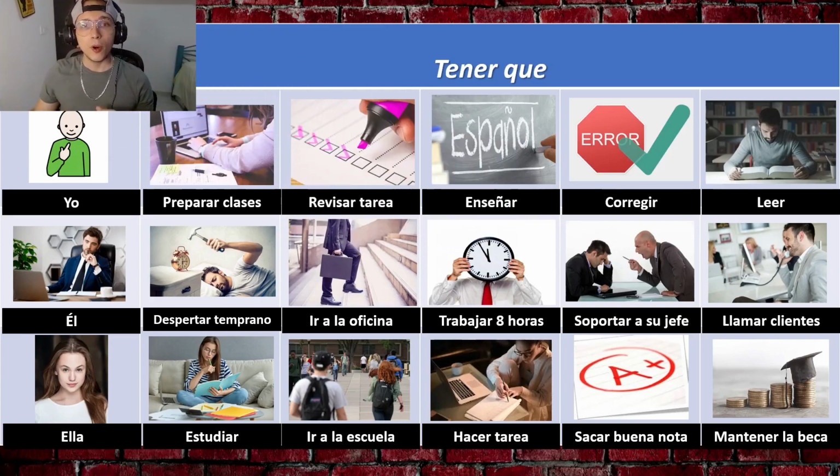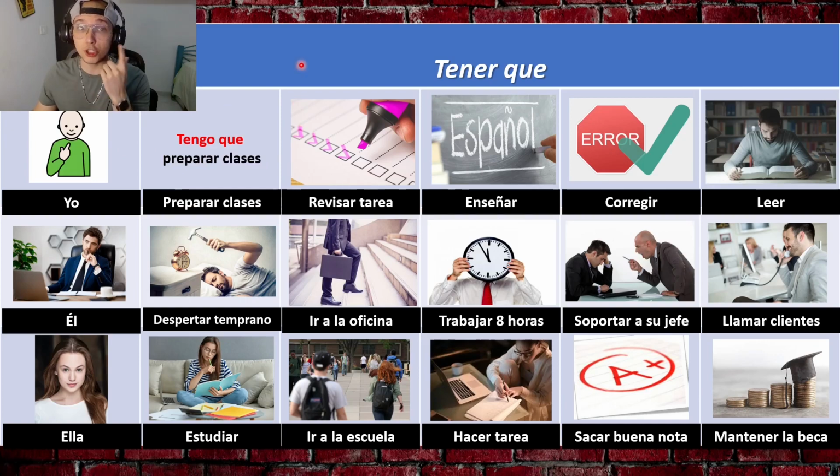Now, we'll have these obligations and we'll have these people on the left. So we have yo, él, and ella. And for example, let's take a look at my day as a teacher. So I say, I have to prepare lessons, classes. Yo tengo que preparar clases. Let's repeat one more time. Yo tengo que preparar clases.